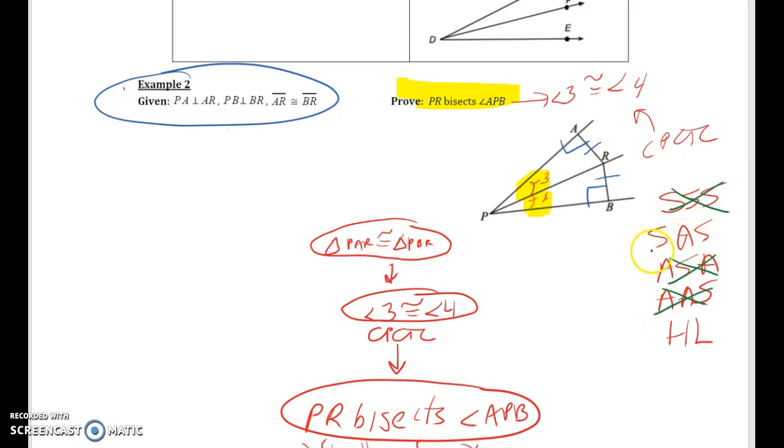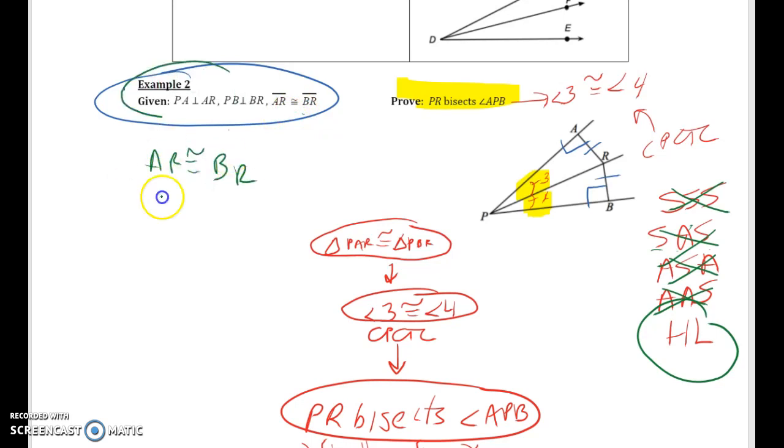Okay, if I'm going to have angle, side, angle, then I need to know about PA and PB because that angle needs to be included between the sides, so that is out. I do have right triangles, which means hypotenuse leg is possible. They gave me a leg here, so AR congruent to BR. That is given. And so I can put my method down here that I have. So what does that give me? That gives me a leg.